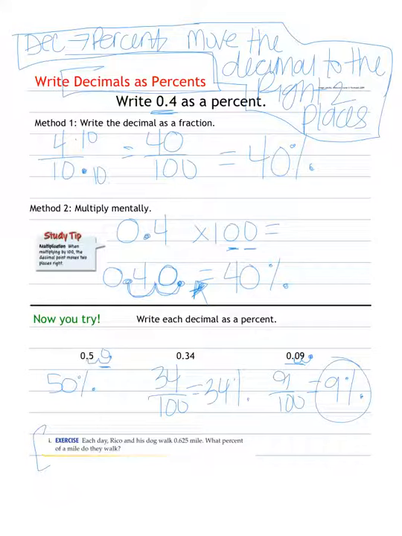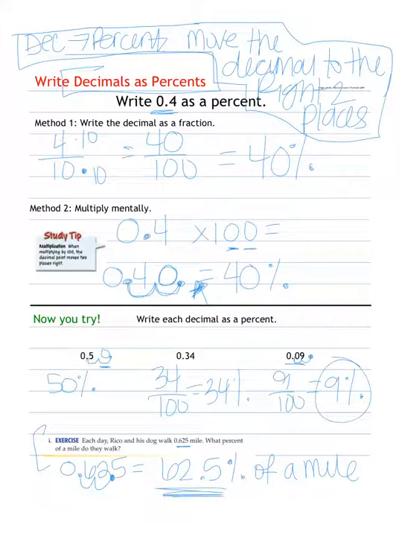So 0.625, let's rewrite it. Move my decimal 2 to the right, 1, 2, which is going to be 62.5% of a mile. And I see 0.625. 0.6 is a little bit more than 0.5. We know that 0.5 is half, which would be 50%. So it makes sense that 0.625 is a little bit more than 50%, which is 62.5%.